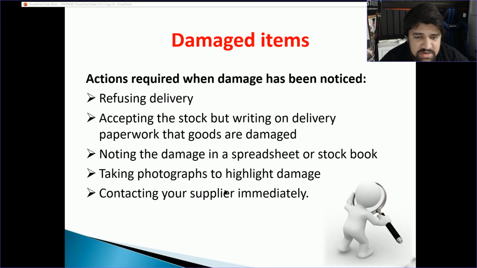I would also try and take some initiative onto rectifying the situation on your end. Maybe you could contact another supplier and they can quickly produce that stock for you.